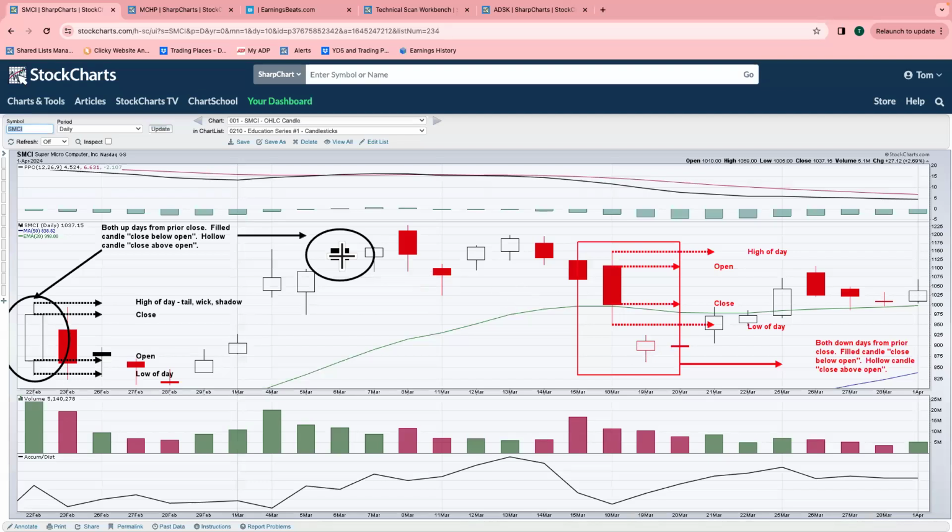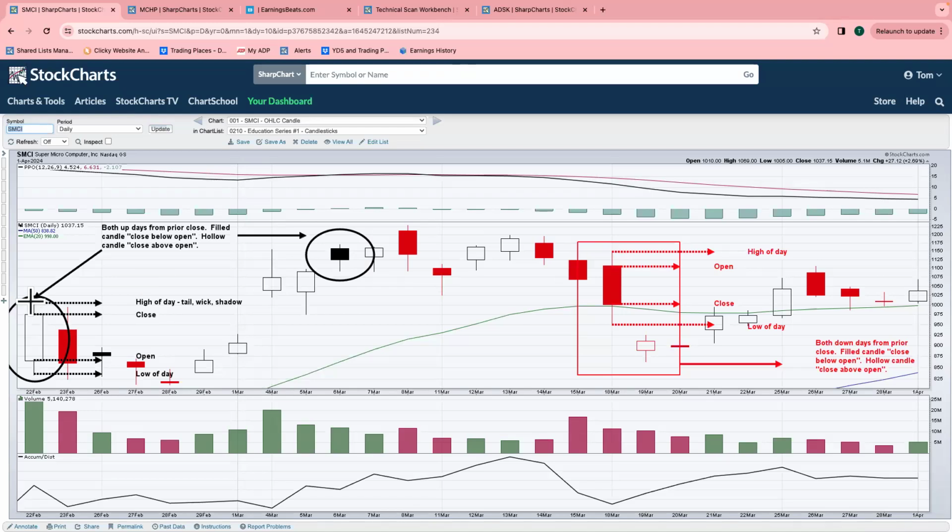Now, if you're looking at the black candles, again, you've got a black filled candle and a red filled candle. The black filled candle is filled in black because you closed above the prior day's close. It was an up day. You closed beneath the open, but it was still an up day. The red filled candle means you sold off from the open to the close and you finished down for the day from the prior day. So hopefully all of that makes sense.